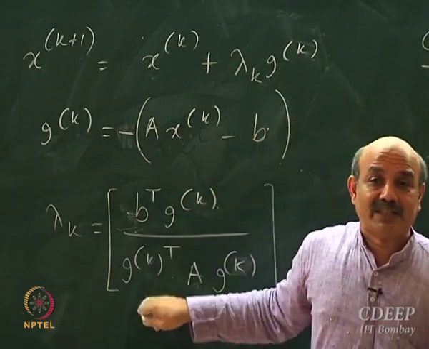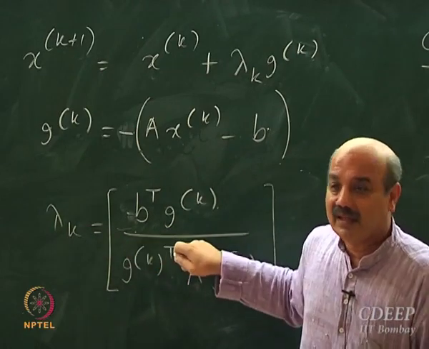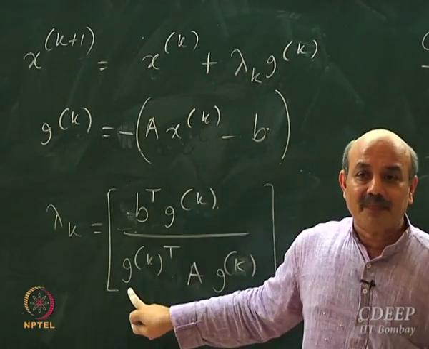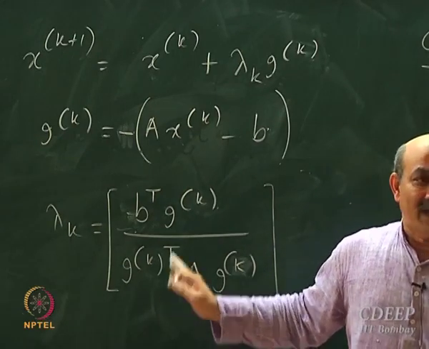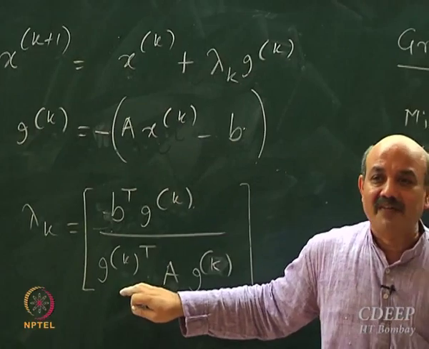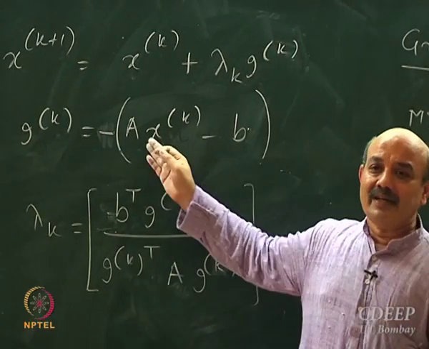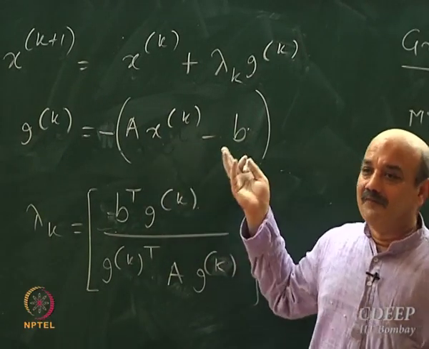This is a scalar calculation. This is an inner product calculation. A is symmetric positive definite. Calculating this scalar is very, very easy. Calculating this error is very, very easy.